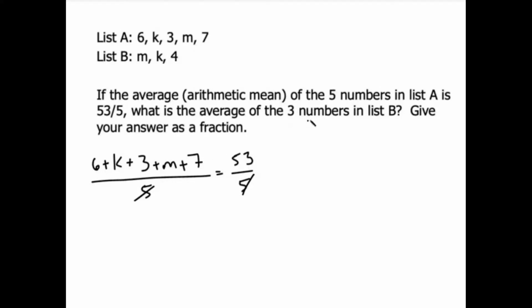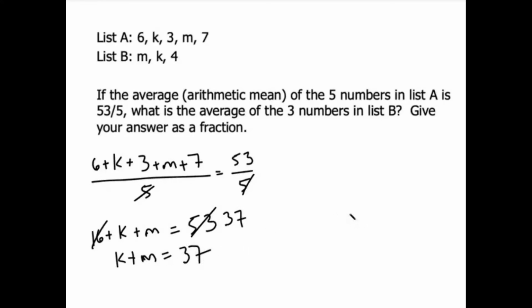We want to know the average of the 3 numbers in list B. Well, that's M, K, and 4, and I have M and K right here. So let's clean this up a little bit. 6 plus 3 is 9, plus 7 is 16, so I got 16 plus K plus M equals 53. And then if I want K plus M by themselves, I'll subtract 16 from both sides. What do I get? I get 37, so K plus M equals 37.